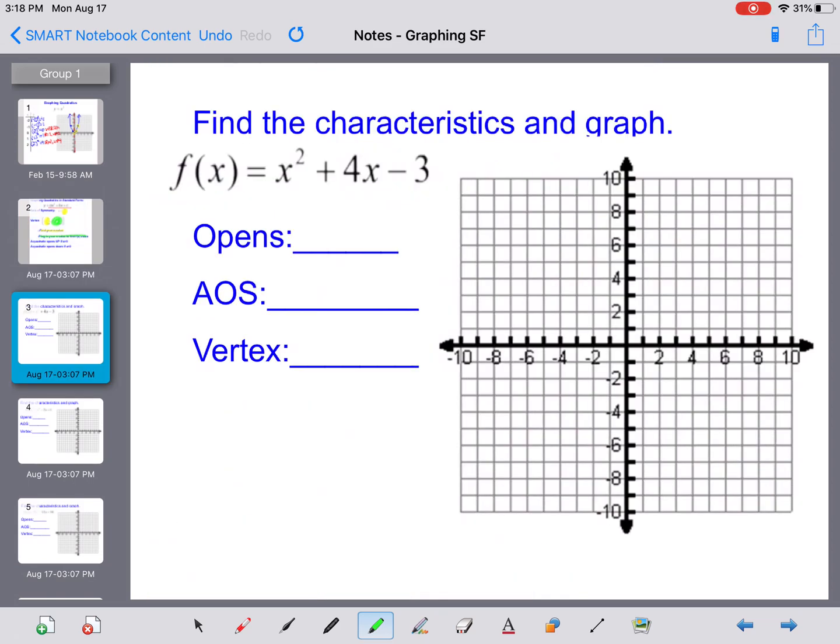So for f of x equals x squared plus 4x minus 3, we're going to go through an order of these to figure out how we can start to graph these. So you want to find these 3 first before you graph. And so if we were talking about opens up or down, we can see that our a value, there's nothing there, so it's really like an understood 1, and that is positive, so it's going to open up. Next, we need to figure out our axis of symmetry, which if you use the formula on the last page, is x equals -b over 2a. And so that's going to be -4 over 2 times 1.